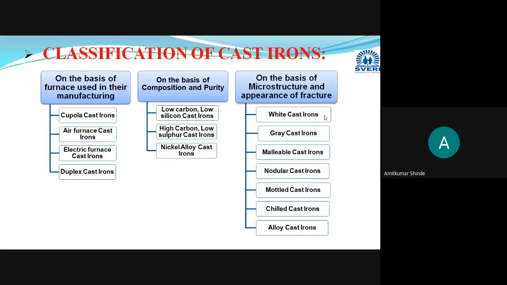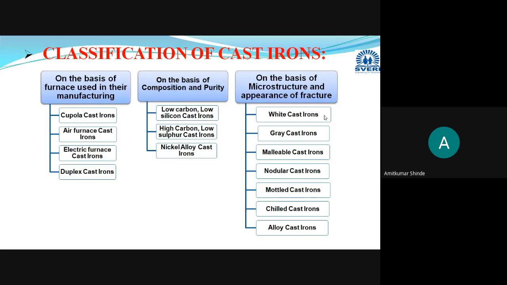They may be present at the surface or at the core of the product. Now the next type is the chilled cast iron. Here also you will get a combination of white cast iron and gray cast iron, but their position is fixed. Meaning on the surface of the product, you will be able to find the white cast iron.